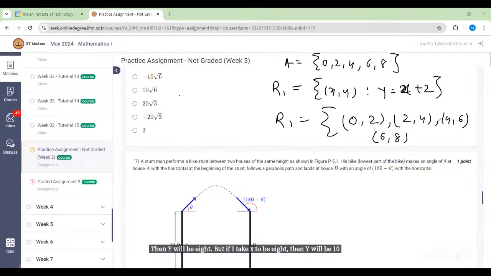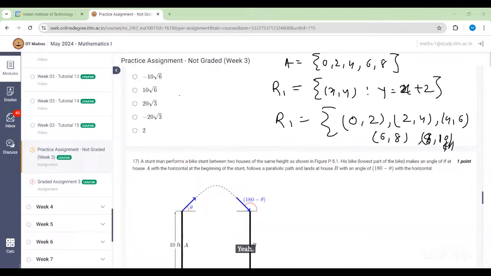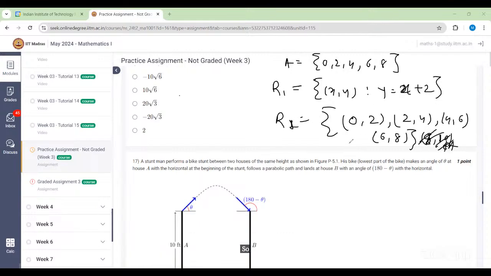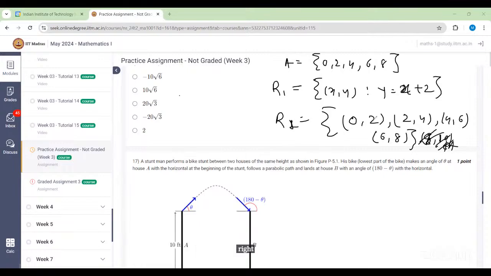But 10 is not a member of A, so here I have to stop my relation. So this is your relation R. Now it is very explicitly mentioned. We know this is neither reflexive nor symmetric nor transitive, because for reflexivity there are so many missing pairs. No one is connected to itself. So it's not reflexive, not transitive, but it is a function.